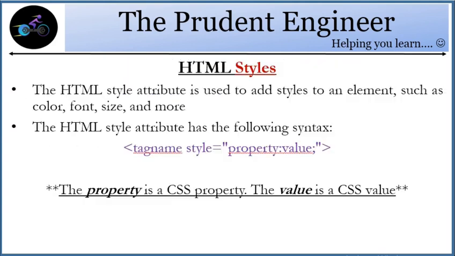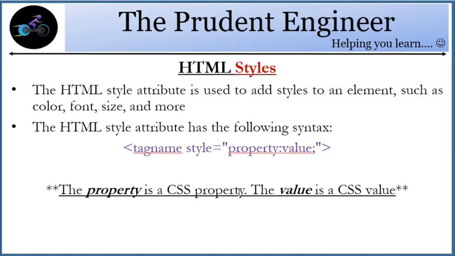HTML style is basically an attribute that is used to add style to elements, such as color, the font, the size, the background color, the font families, etc. The basic syntax is: write the tag name, which can be a heading or a paragraph. Then give a space, write style equals to double quotes, the property colon value and semicolon, then close the quotes and close the bracket. The property is basically a CSS property and the value is a CSS value.